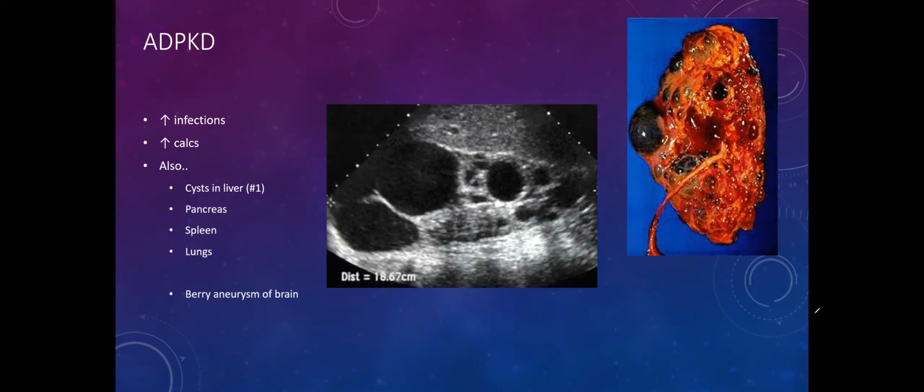With people with ADPKD. Also, cysts in the liver, pancreas, spleen, lungs, and a few others are possible. And berry aneurysms of the brain, which if those burst, that's when you say, oh, he had an aneurysm.